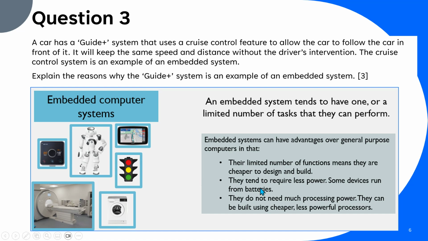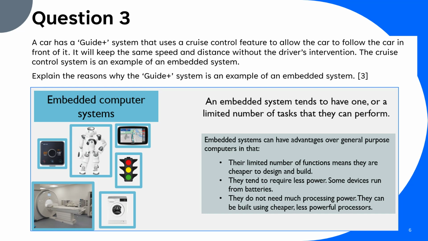For example, in a washing machine, you don't need the same kind of chip that's going to power a tablet. And they tend to require less power. Some devices even run from batteries as well, like the smart thermostat there, that can have batteries put inside it. And they don't need much processing power, so they can be built using cheaper processors. As I say, you don't need a super powerful processor for an embedded system because it does one or a limited number of jobs.